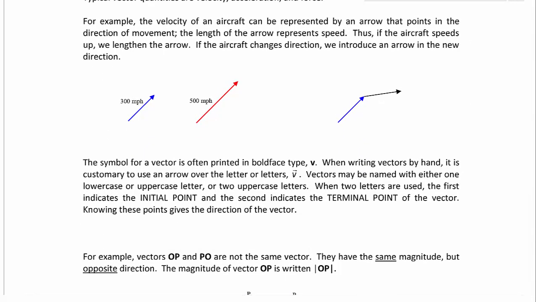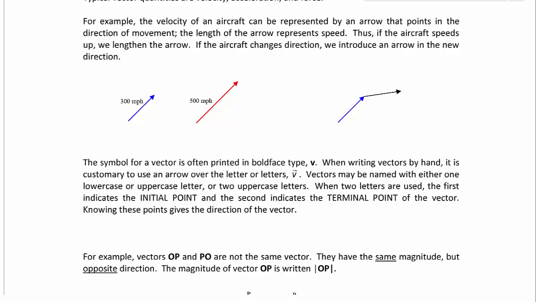So, for example, the velocity of an aircraft can be represented by an arrow that points in the direction of movement. The length of the arrow represents the speed. Thus, if an aircraft speeds up, we lengthen the arrow. So we see that in those two examples, the blue arrow representing 300 miles an hour is shorter than the red arrow representing 500 miles an hour.